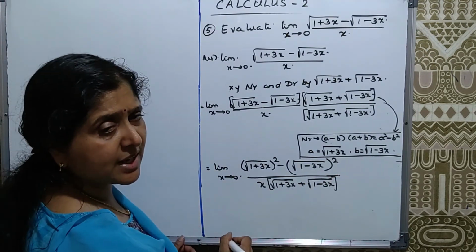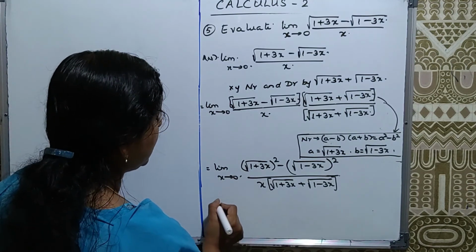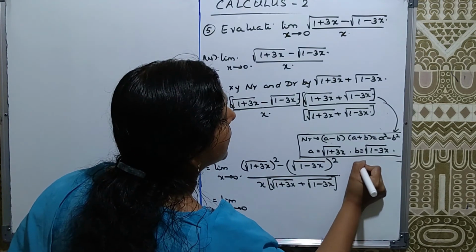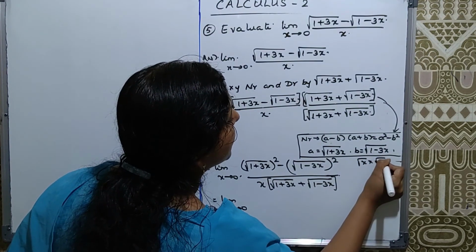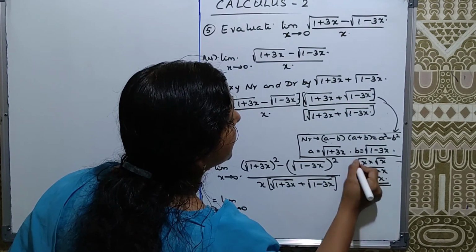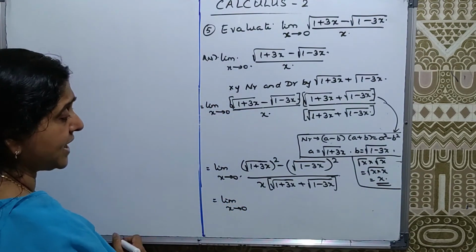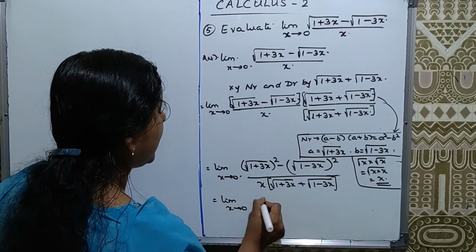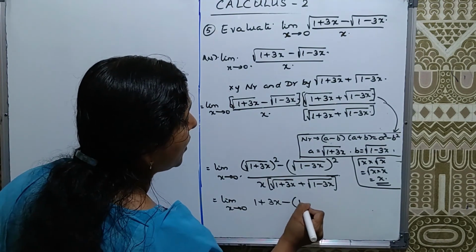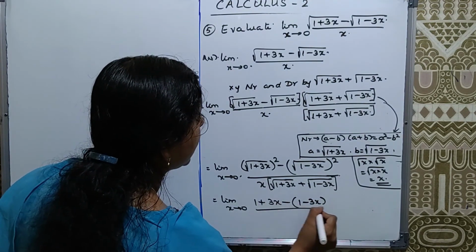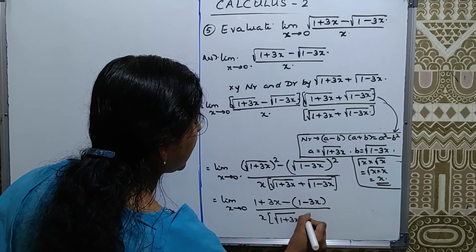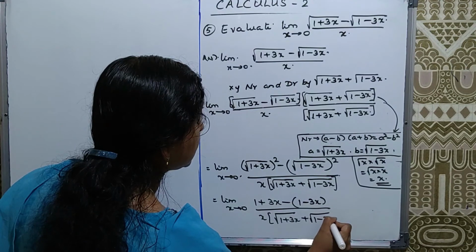Now root of 1 plus 3x the whole squared is, the root sign will be removed, so it will become limit x tends to 0. Because of the property root x into root x will be equal to root of x into x, x into x means x only. So directly I can say by heart root x into root x is x only. So like that here it will be 1 plus 3x minus, if there is a minus sign put the bracket, 1 minus 3x divided by x into root of 1 plus 3x plus root of 1 minus 3x.